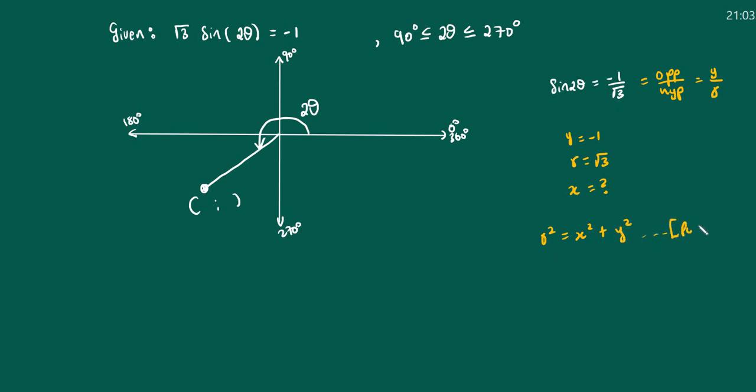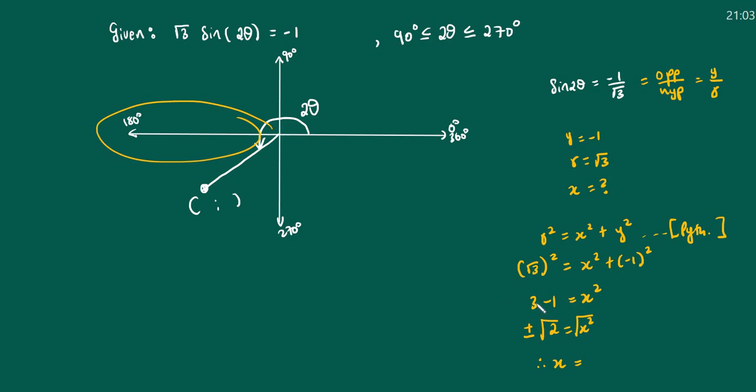Don't forget to write it in full. Then now this is root 3 all squared. This is x squared and then negative 1 all squared. So you're going to have 3 minus 1 is equal to x squared, and then you're going to have 2 being equal to x squared. Root both sides. Do not forget to put plus or minus. Then you say therefore x, looking at the diagram, these are negative x values, so therefore x will be negative root 2.